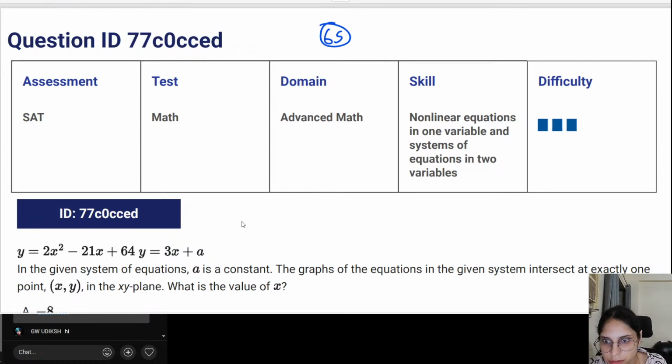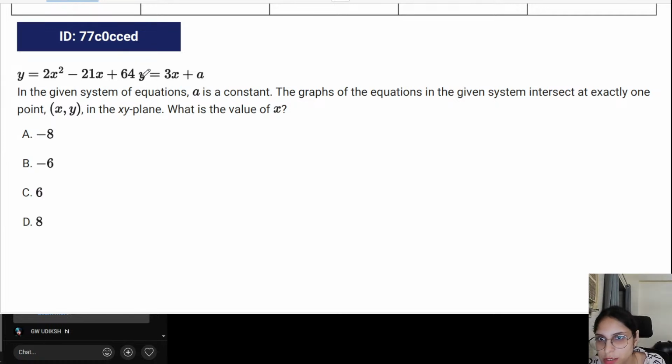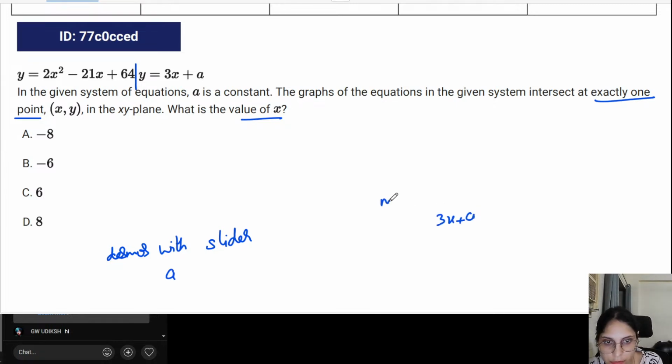65. Oh my god, I won't be able to solve everything. Yeah. At exactly 1 point. So again, there are two methods, Desmos with slider. Choose a equals options. Oh no, they want to know the value of x. So you keep giving a different options, or method 2 is we will use a discriminant.